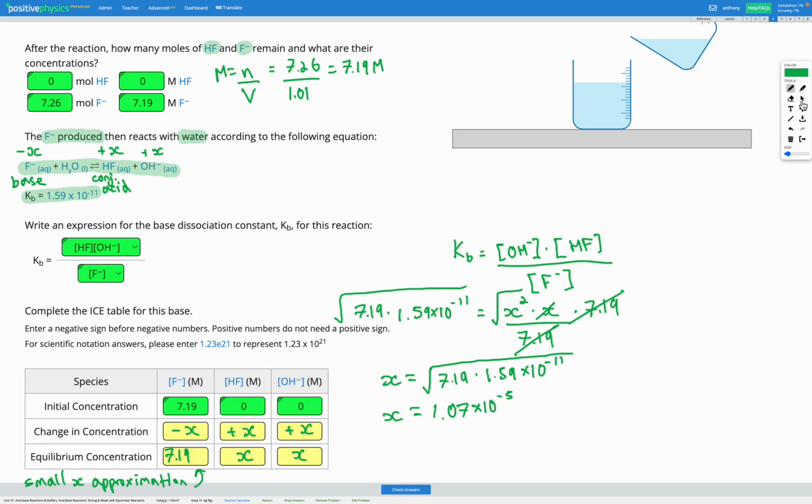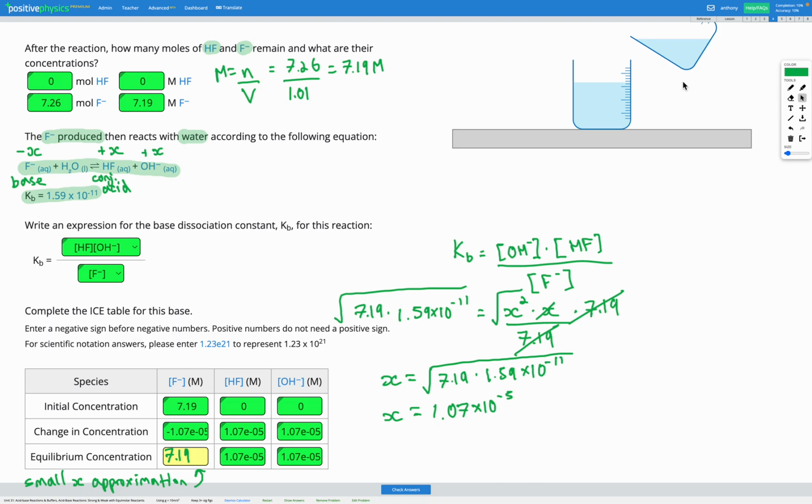So we can go ahead and fill that in our change in concentration row. We know the change is -x for F minus ions. So we're going to have -1.07 times 10 to the power of, which is written as E on this platform, -5. And it's going to be positive for our HF concentration and our OH minus concentration. Then for our equilibrium concentrations, for HF and OH minus, it's going to be the same thing because it started with 0. So our equilibrium concentrations here are 1.07 times 10 to the power of -5.